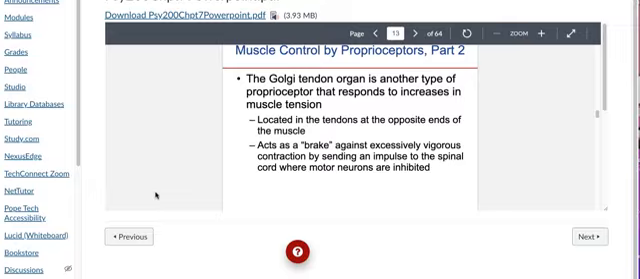Think of the Golgi tendon organ as a safety valve. If you try to lift something far too heavy, the Golgi tendon organ steps in and tells your muscles, stop, you'll hurt yourself.